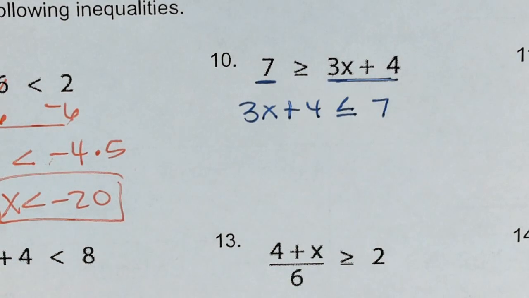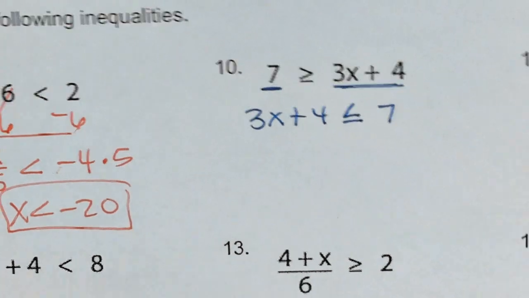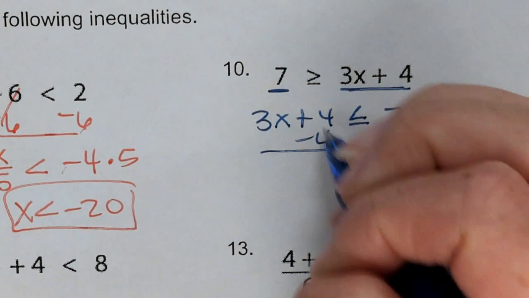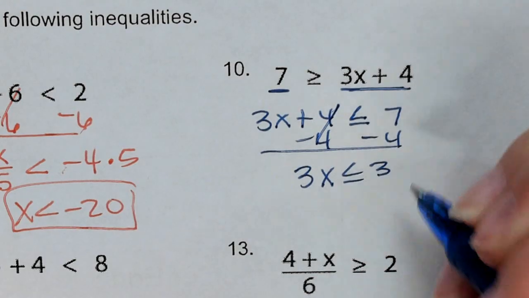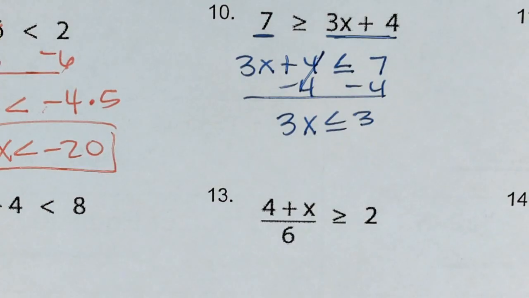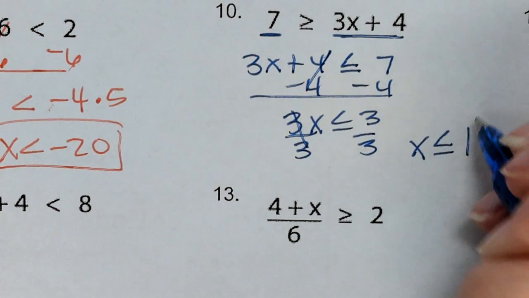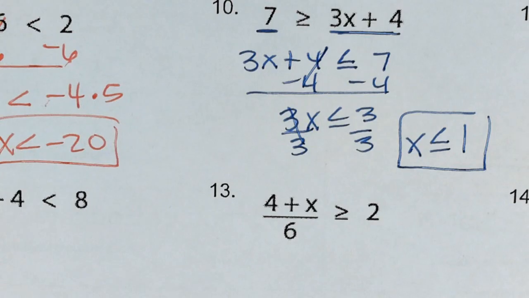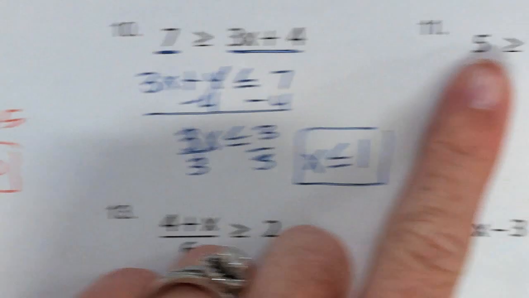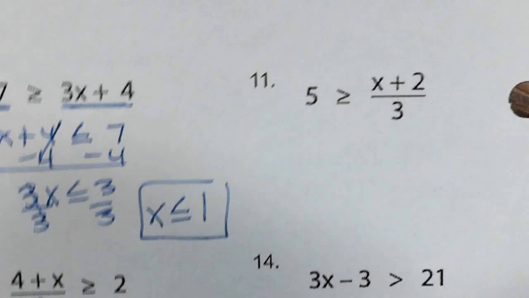All right, let's solve. What's the coefficient of x? 3. So how do I get rid of that last? So how do I get rid of 4? Minus 4. I have 3x is less than or equal to 3. I'm going to divide by 3. I'm not dividing by a negative, so my sign stays. X is less than or equal to 1. Good? Questions?